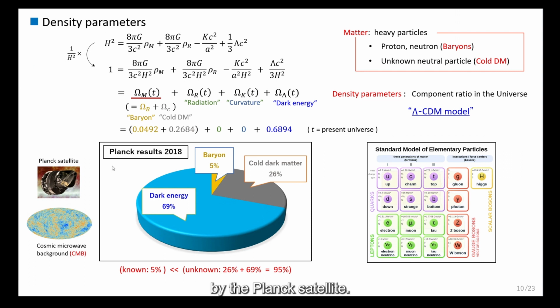One of the observations is of the CMB by the Planck satellite. It observed the cosmic microwave background, which is called the CMB. The current observation shows the component ratio of the universe is given like this.